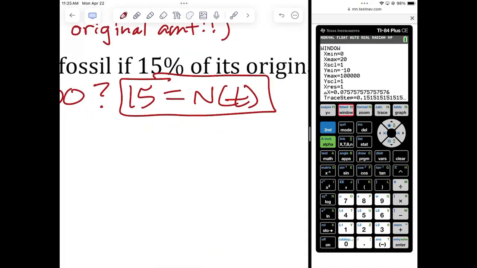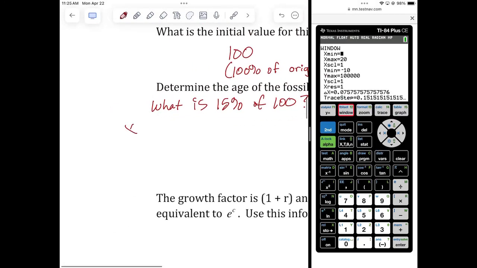We need to go to our window and think about a reasonable window. What are we measuring on the x-axis? We're measuring time in years, right? And what are we measuring on the y-axis? Amount of carbon-14, C14. It could be measured in grams, probably, micrograms, whatever.